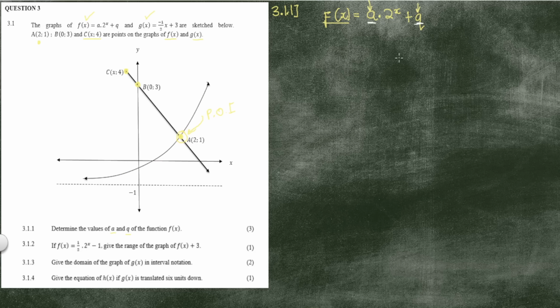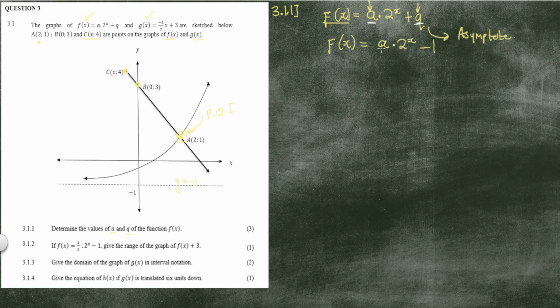But if you take a look at the function very closely, the q is known to be the asymptote. So looking at your function, you can see that your asymptote is actually y equal to minus 1. So the minus 1 is actually equivalent to q. So we have the first value for q, which is minus 1.